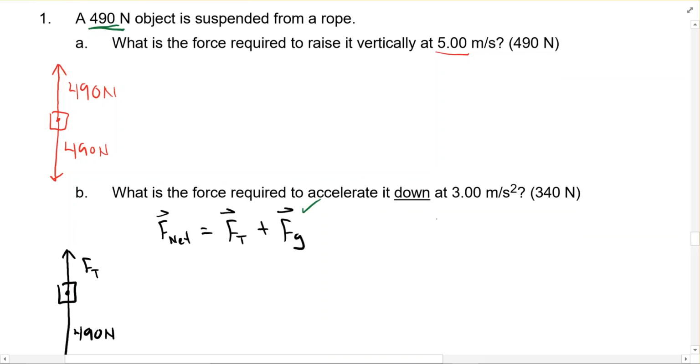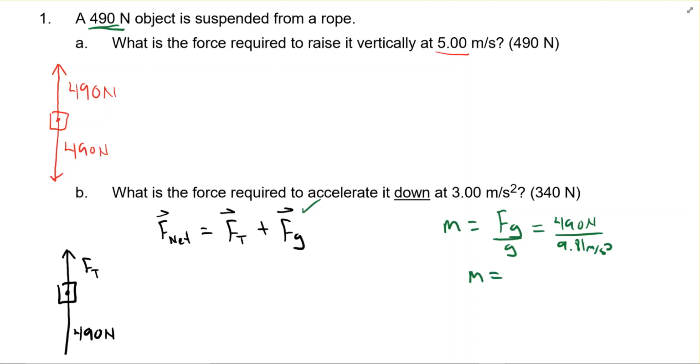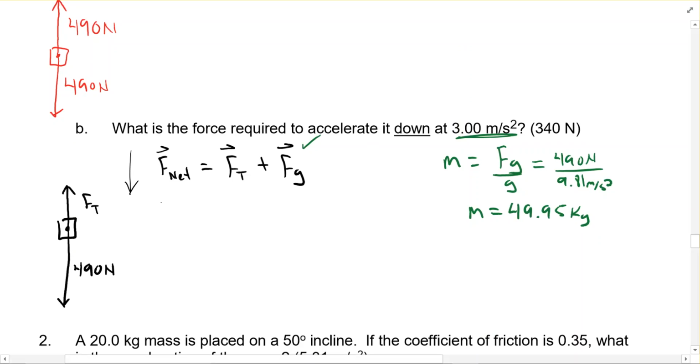So I can go mass is going to be equal to Fg over g. So that's going to be equal to 490 newtons divided by 9.81 meters per second squared. So m is going to be 49.95 kilograms. Okay, so I'm good for that. I know my acceleration now. So what I'm going to do is just keep working my way down with this formula. So F net, I'm going to rewrite that as just mass times acceleration.